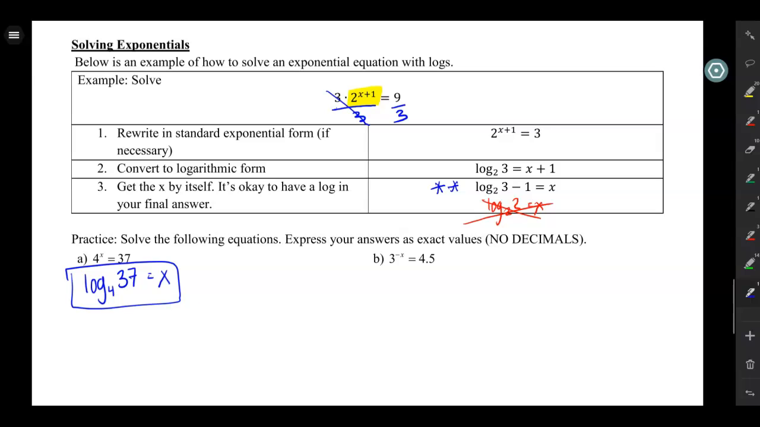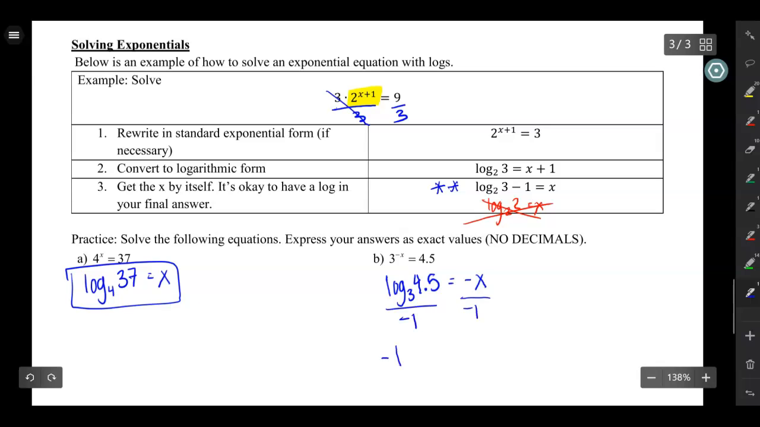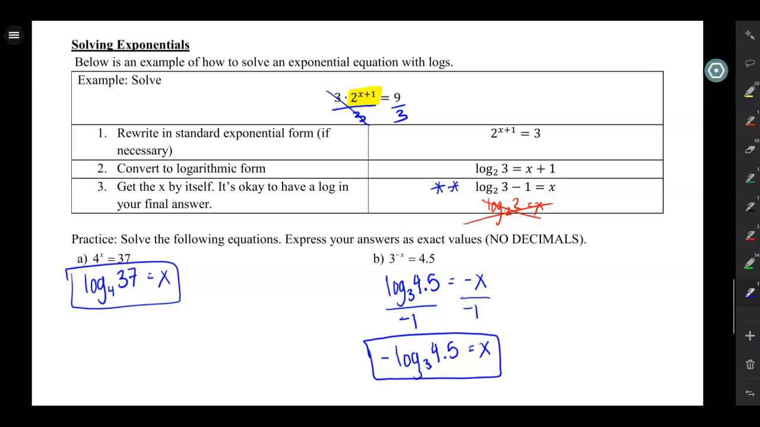So b, you'll notice, is also already in standard exponential form. So I'm just going to convert it to logarithmic form. So log base 3 of 4.5 is equal to negative x. Last thing I want to do is get rid of that negative in front of the x. So I'm just going to divide both sides by a negative 1, which makes this the negative log base 3 of 4.5 is equal to x. And I'm done. We do not have to check for extraneous solutions here, but it's never a bad idea to plug your solution back into the equation to see if you got the right answer.